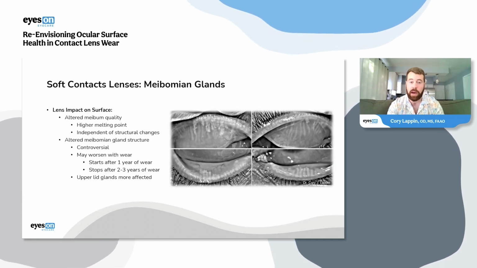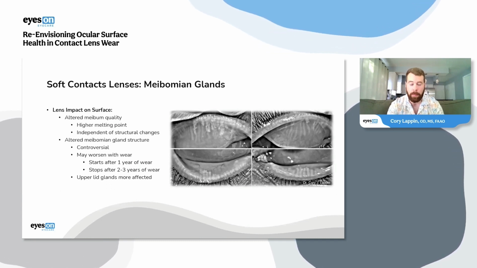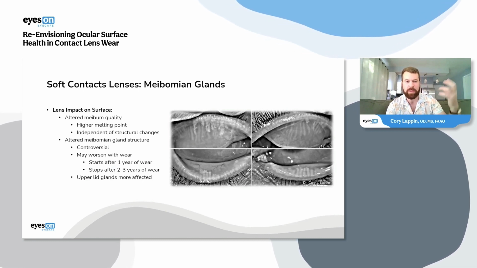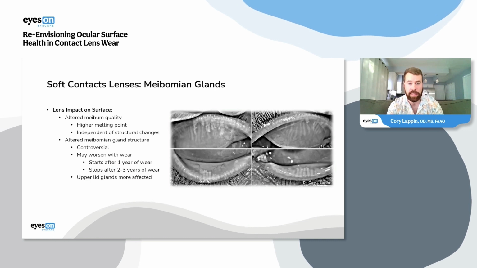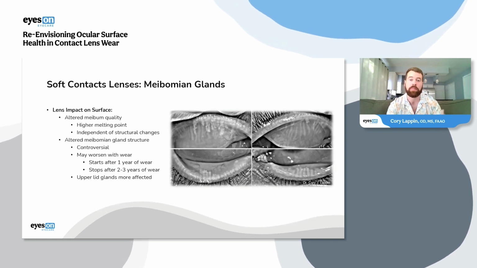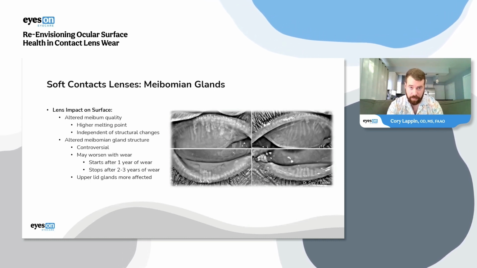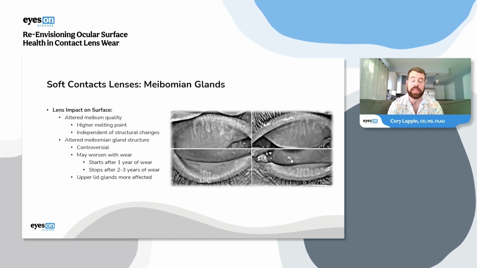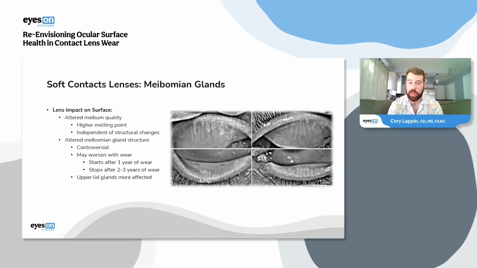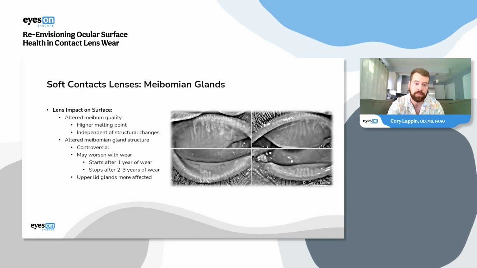And the first being that contact lens wear alters meibum. So it's been shown that contact lens wear increases the melting point of meibum. So it's going to be more of that waxy consistency instead of olive oil-like. So it's going to be harder for the meibum to be secreted. And this is regardless of whether there's any impact on structural changes to the meibomian glands.